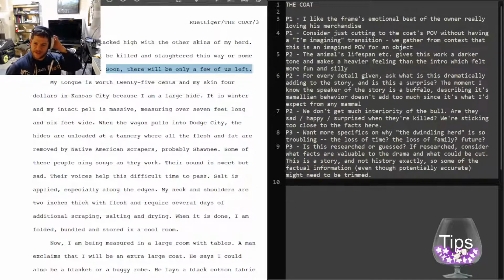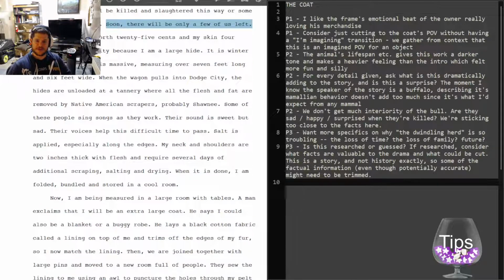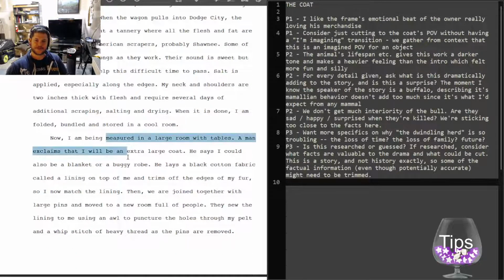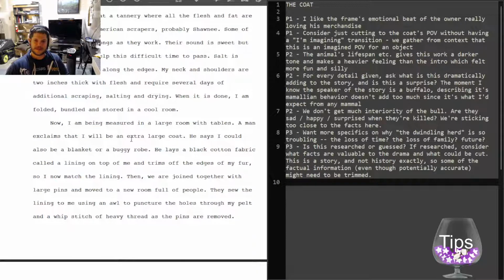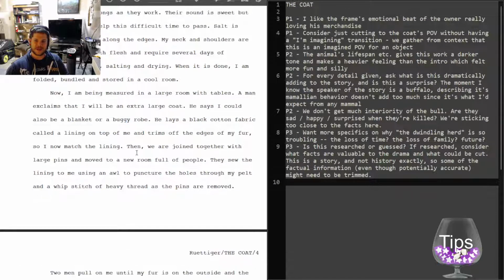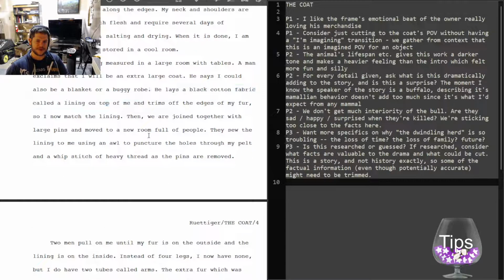Several days additional scraping, salting, and drying. When it's done, I'm folded and bundled and stored in a cool room. Now being measured, man exclaims that I'll be an extra large coat. He says that I could also be a blanket or a buggy robe. Lays cotton fabric and calico lining down on me and trims the edges of my fur, so now I match the lining. Then we're joined together with large pins and maybe they sew the lining.